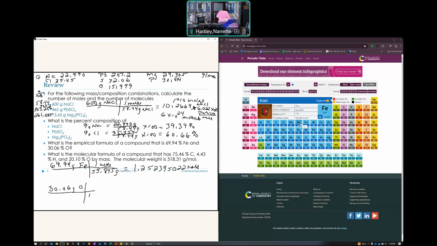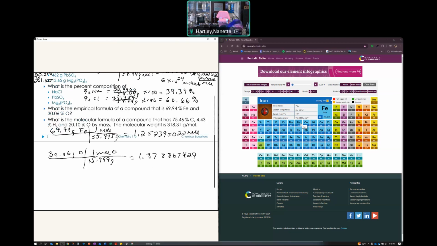30.06, and divide that by 15.999 grams, 1 mole of oxygen. 30.06 divided by 15.999 gives me 1.87886749. So if I were to set this up the way that we have been, that's Fe 1.2523950222 and O 1.87886749. And I divide them both by the smaller number.